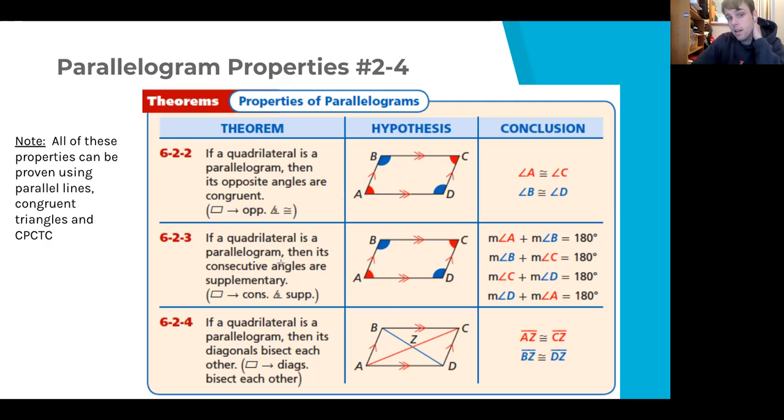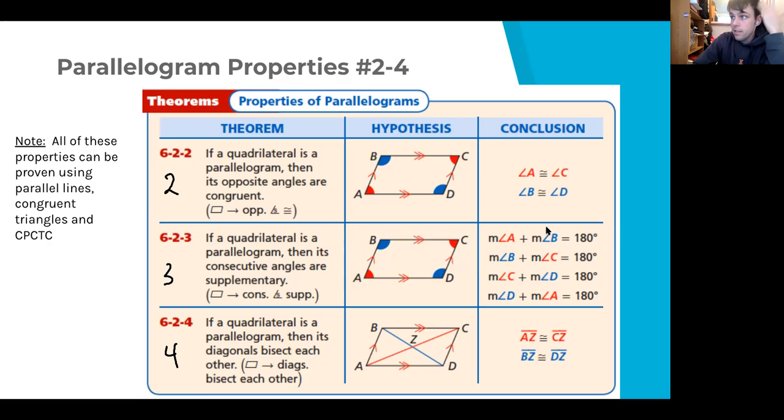From there, the next property, I guess we're numbering these as number 2, 3, and 4. So property 3 here is that consecutive angles are supplementary. Consecutive angles are angles that are next to each other as you go around the figure. So A and B would be consecutive, B and C would be consecutive, C and D would be consecutive, and A and D would be consecutive.